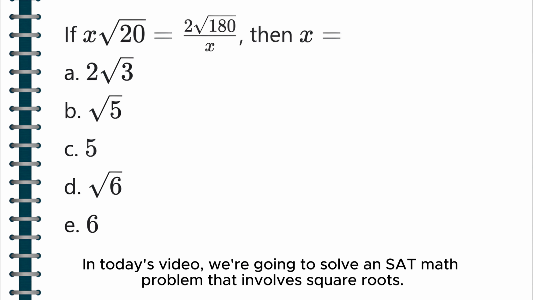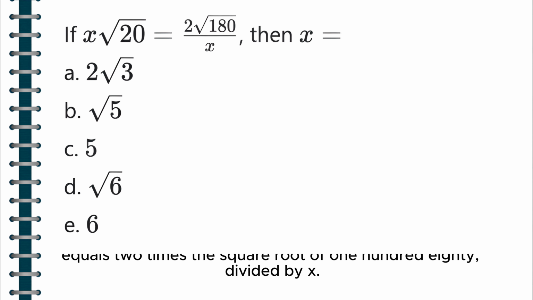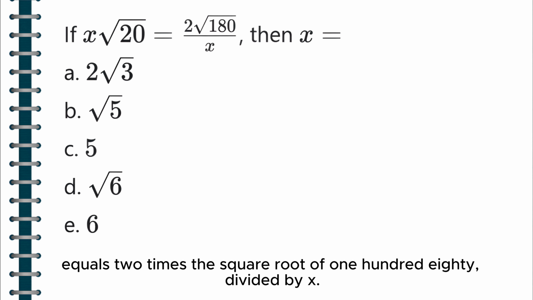In today's video, we're going to solve an SAT Math problem that involves square roots. We'll work step by step to find the value of x in this equation. x times the square root of 20 equals 2 times the square root of 180 divided by x.